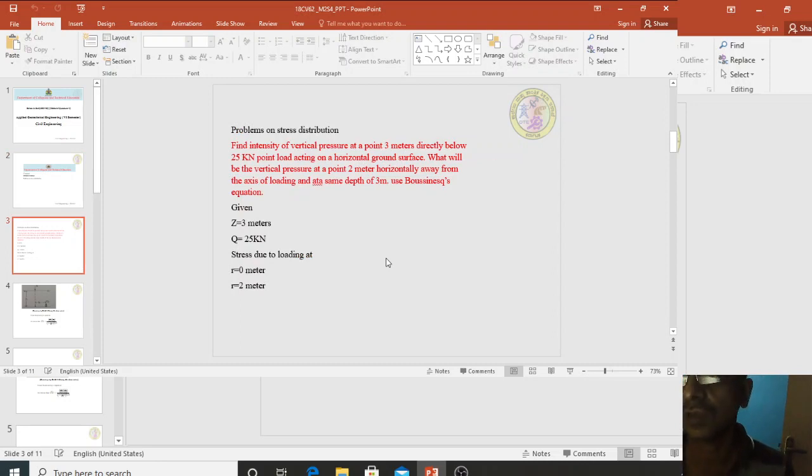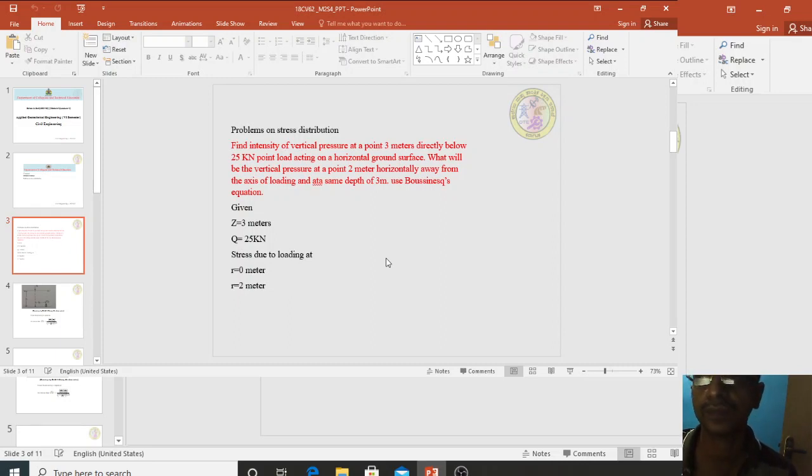So now let us consider one problem. The question is, find the intensity of vertical pressure at a point 3 meters directly below a 25 kilonewton point load acting on a horizontal ground surface.